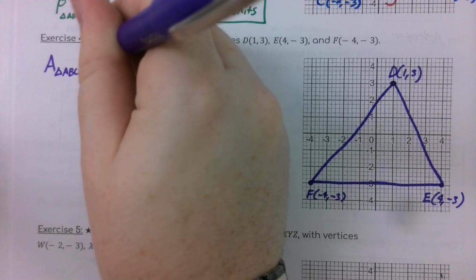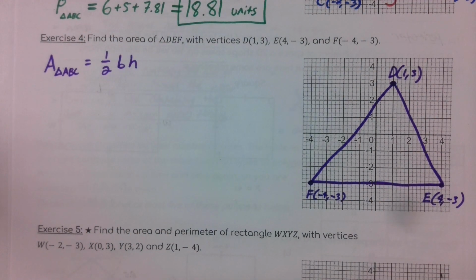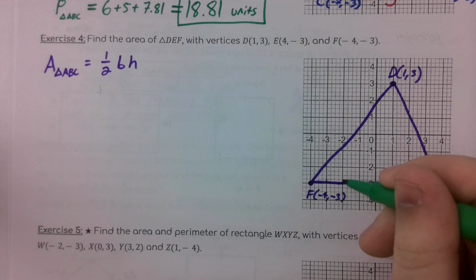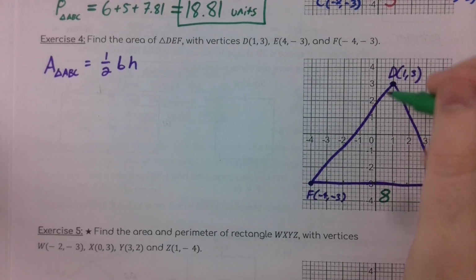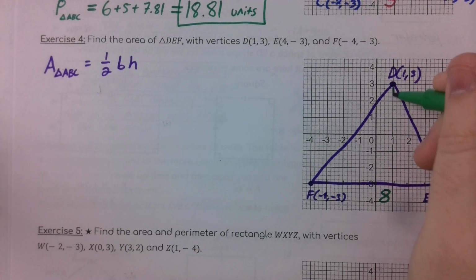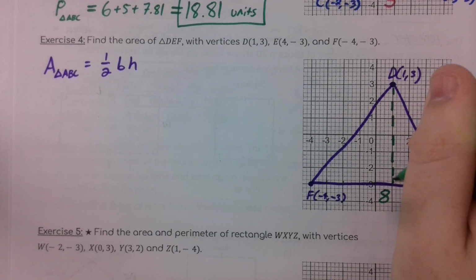But the area of a triangle is given by 1/2 the base times the height. And we can actually figure out both of these things. In this problem, the base goes from -4 to 4. It's going to be 1, 2, 3, 4, 5, 6, 7, 8 units long. And since this is the base, the height is what goes from point D straight down to our base.